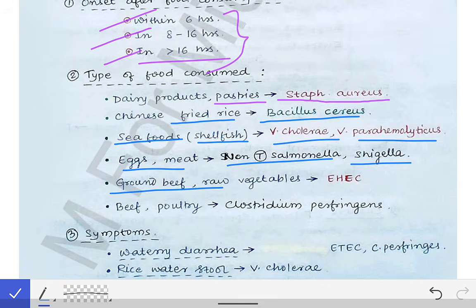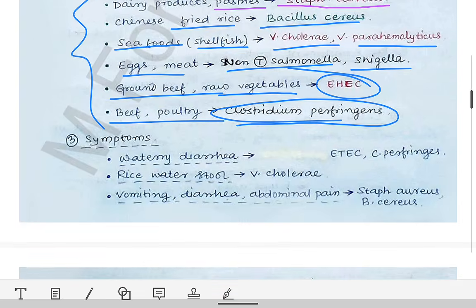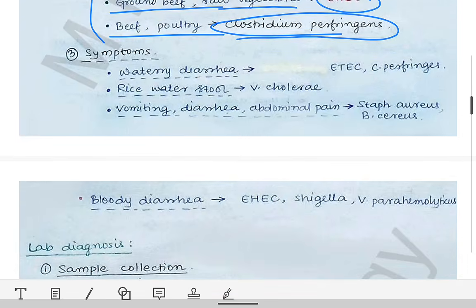If they say that they have eaten ground beef or raw vegetables, then your suspicion will go to the enterohemorrhagic E. coli. If they say that they have eaten beef or poultry, then your suspicion will go to the Clostridium perfringens. So, in this way, all the types of food that they have consumed will help us narrow down to a particular microorganism and will help further in the laboratory diagnosis part.